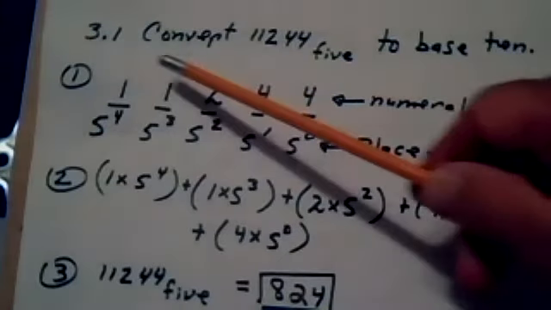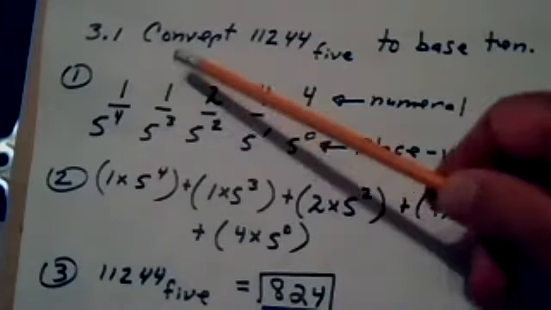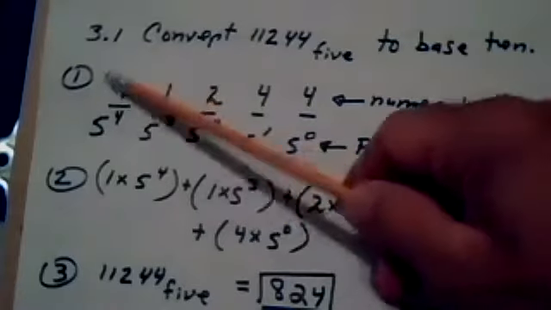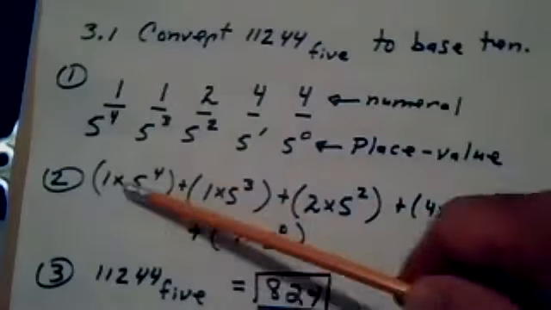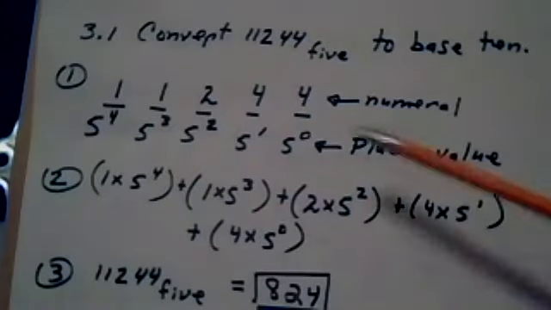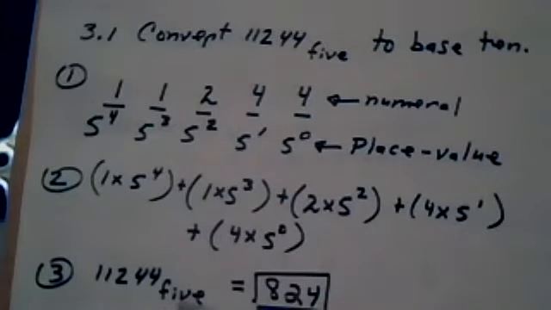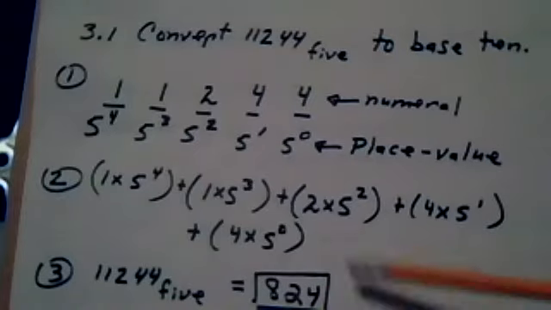Then you can get each little group and multiply it, and then add the results. So this little group is this one. This little group is this one, and then you add after you multiply. So this base 5 number equals 824 in base 10.